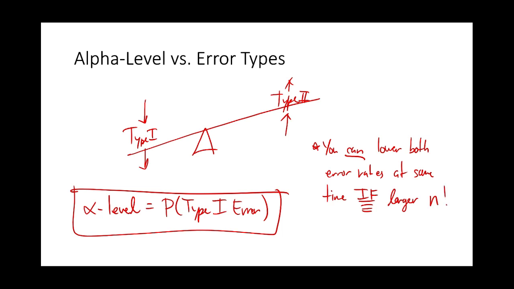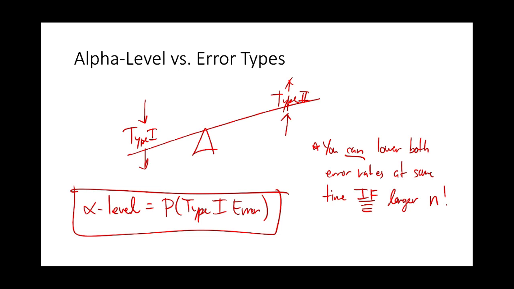It's like more evidence. That's the way you can do it. So you decide what your type 1 error, what your alpha level is, in advance. It's like, how much type 1 error am I willing to accept? And then your sample size is going to determine your likelihood of a type 2 error.